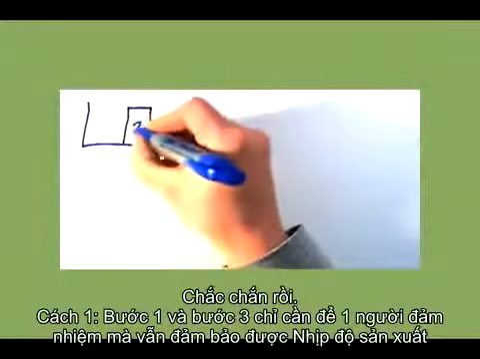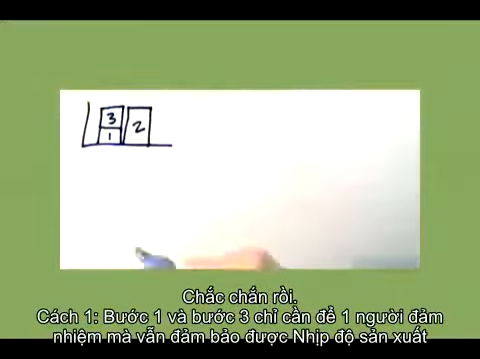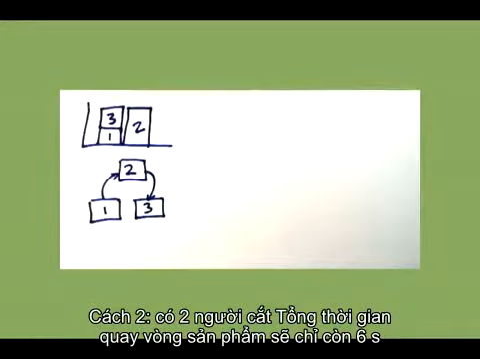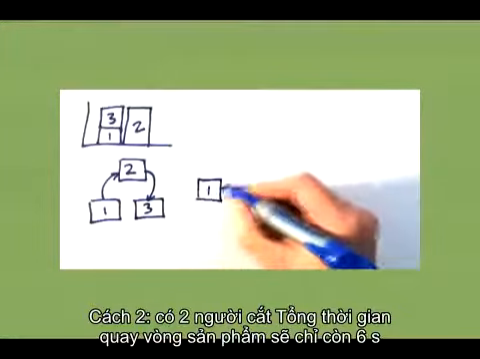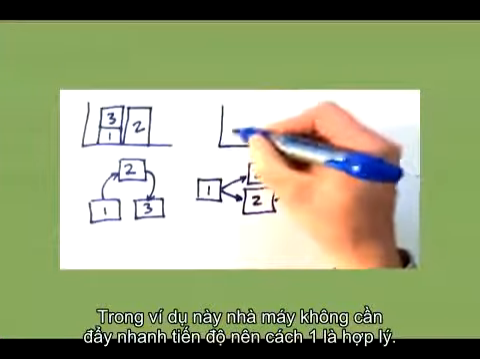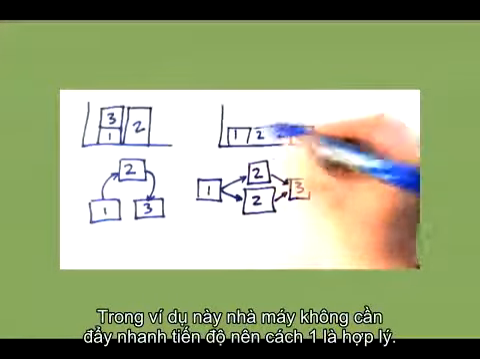Sure. The first and last step could be combined and still meet takt time. Another option would be to have 2 cutters, which could bring the overall process cycle time down to 6 seconds. In this scenario, the additional speed is not required, so the first option might be preferable.